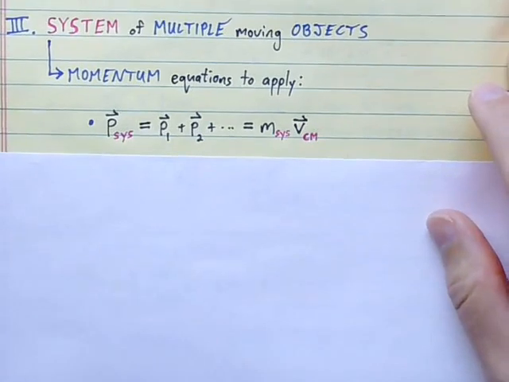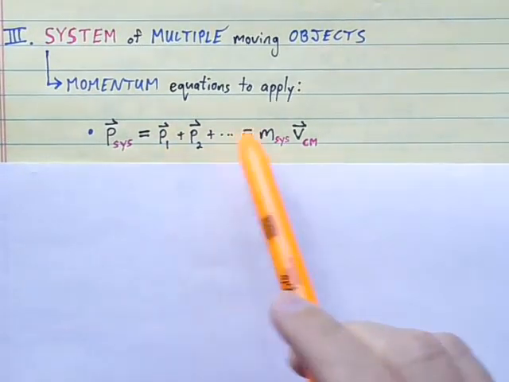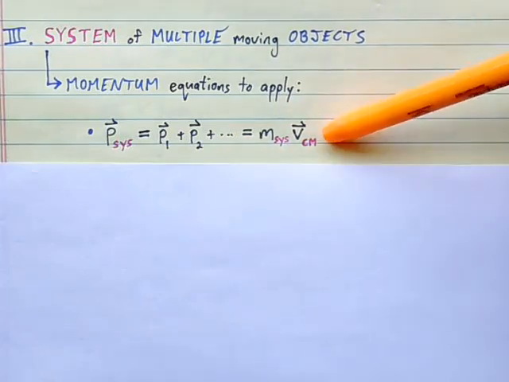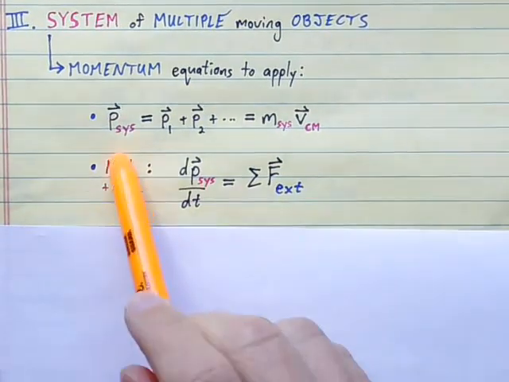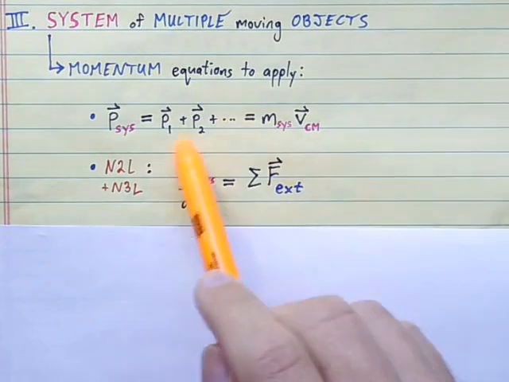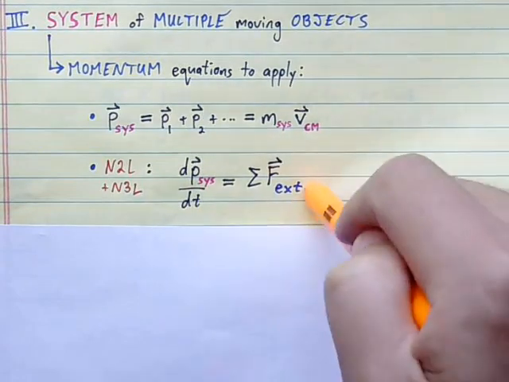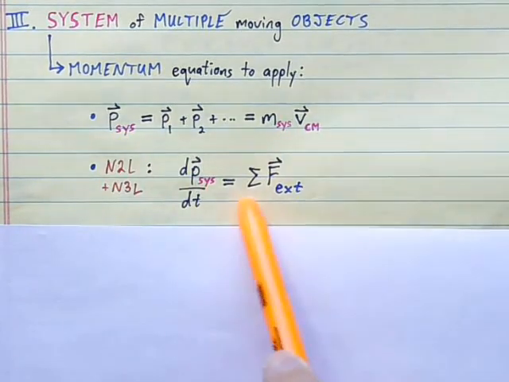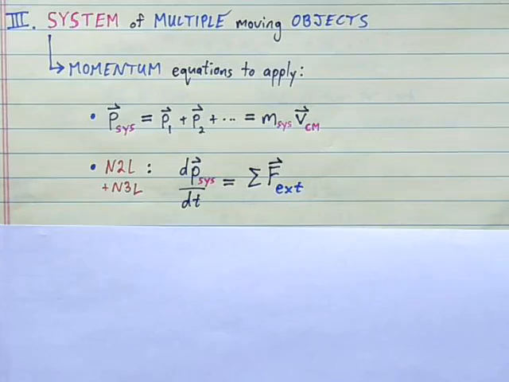The momentum of the system is defined as the sum of the momenta of the individual objects and is equal to the total mass of the system times the velocity of that special point, that imaginary point, the center of mass of the system. Newton's second law combined with Newton's third law gives us our conservation of linear momentum equation, indicating that only a net external force can change the momentum of the system, meaning only a net external force can alter the velocity of the center of mass of the system.